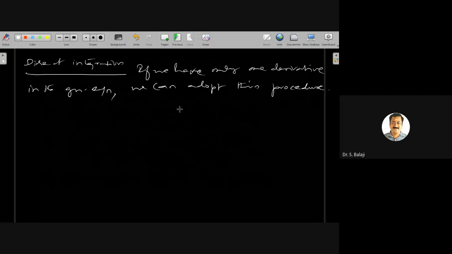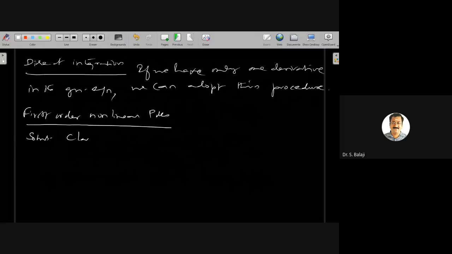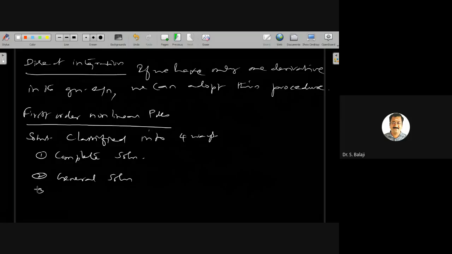Then when we concentrate on first order non-linear PDEs, the solutions are classified into four ways. One is the complete solution. Second one is the general solution. Third one is the particular solution.